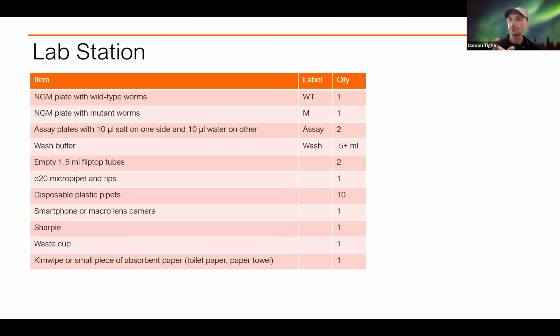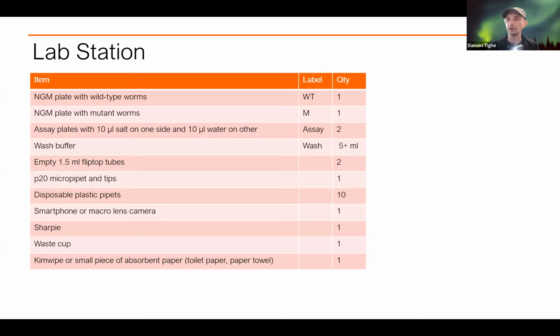You should have some wash buffer, empty 1.5 mil tubes, those transfer pipettes. And if you've got a smartphone around, bust it out. Smartphones make it a lot easier to see the worms in two regards. Some of your smartphones now have macro lenses built into them, and you can just zoom in and be able to see the worms.